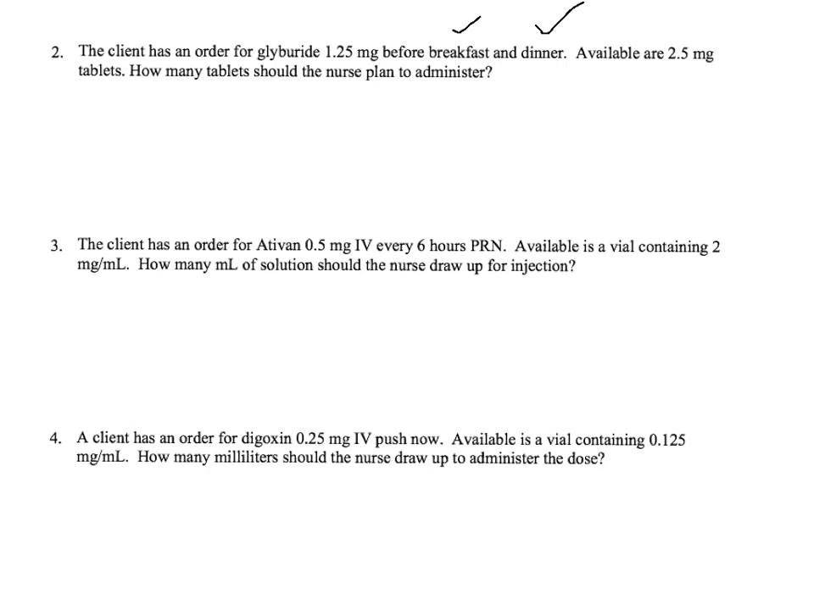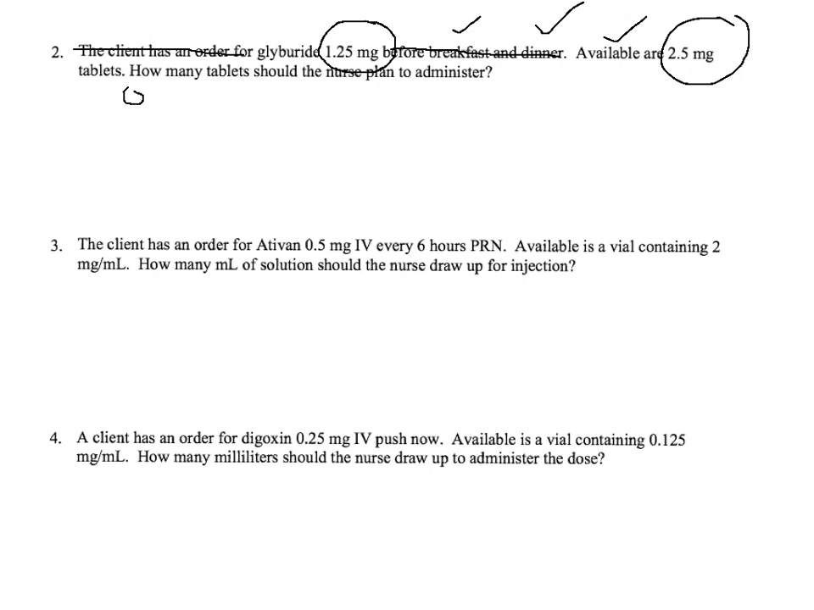Okay, so really, in order to figure out how many tablets I need to give before breakfast or before dinner, I don't need to know this stuff right here. I also really don't need to know that. What I do need to know is that I need to give glyburide 1.25 milligrams. But what I have on hand, when it says available here, what they're saying is on hand, you have glyburide 2.5 milligrams. So how many tablets should I administer?